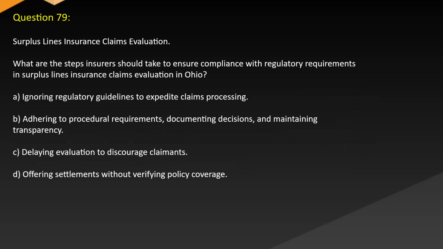Ohio Revised Code 3901.19. Question 79. Surplus lines insurance claims evaluation. What are the steps insurers should take to ensure compliance with regulatory requirements in surplus lines insurance claims evaluation in Ohio? A. Ignoring regulatory guidelines to expedite claims processing.